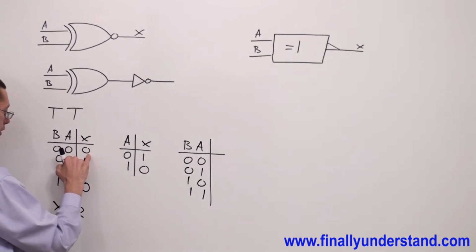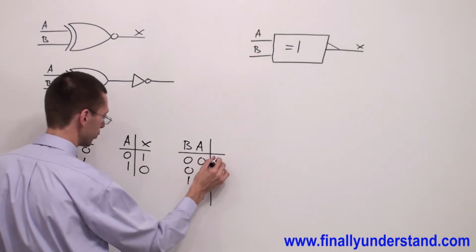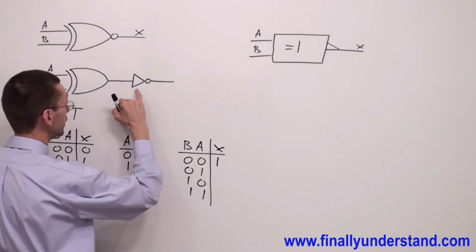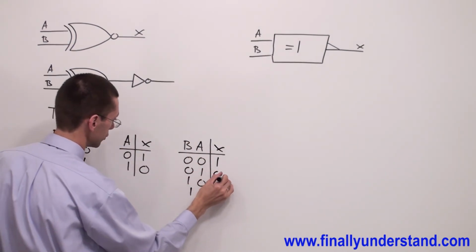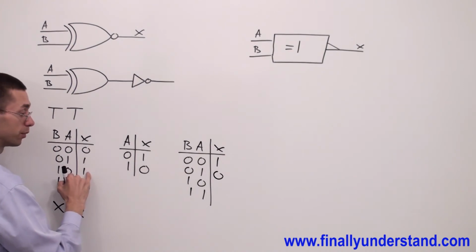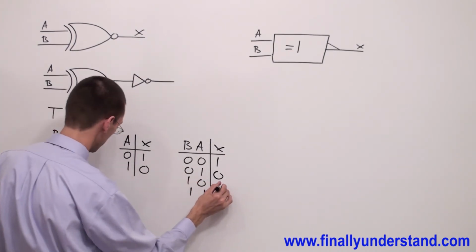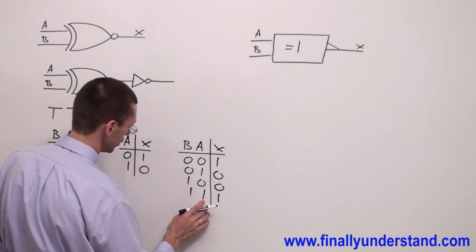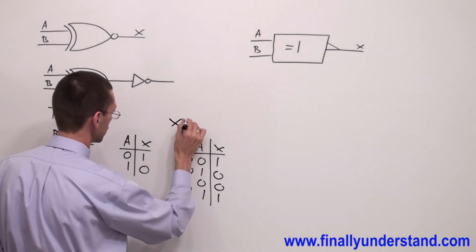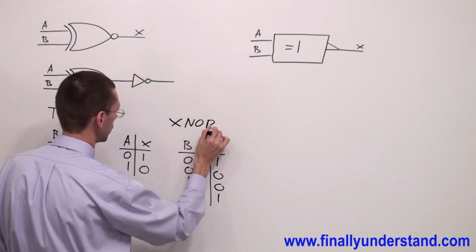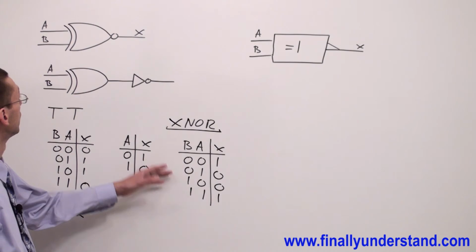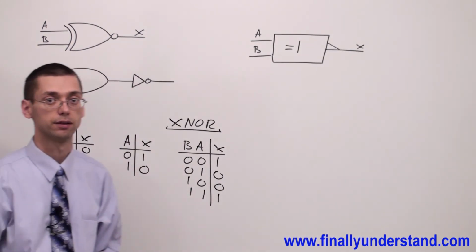So this 0 is going to be converted to 1. 1 is going to be inverted to 0. This 1 is going to be inverted to 0, and this 0 is going to be inverted to 1. And this is the truth table for XNOR gate. Okay? So this is the truth table for this gate.